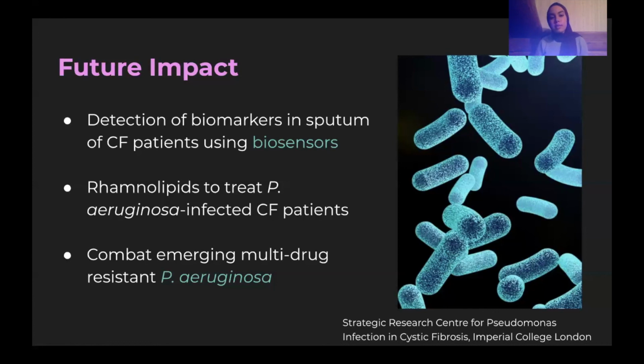In a more direct sense, rhamnolipids have started to be used in combination with antibiotics to break up those biofilms in cystic fibrosis patients' lungs and make that antibiotic more effective. So hopefully moving forward, these alternate treatments and biosensor technology can be used to combat the emergence of multi-drug resistant pathogens like Pseudomonas aeruginosa.